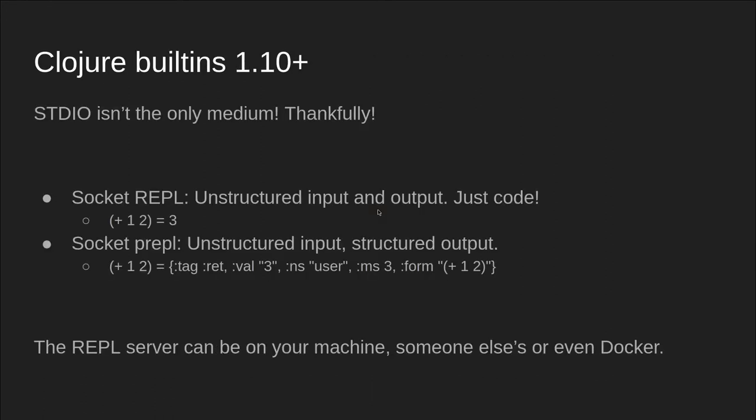Clojure 1.10, I think, maybe 1.9 to some extent, brought us the socket REPL and prepl. These don't require any dependencies, they're built in. A socket REPL is just the standard IO REPL over a socket, so we can talk to this REPL remotely, but it's the same experience. We still lose information. It allows you to access remote machines or Docker containers, so we can evaluate things that aren't within our terminal. The prepl adds structure.